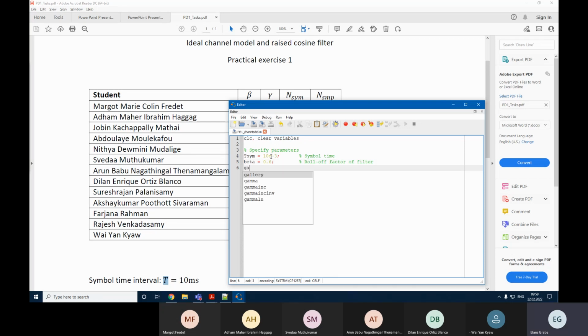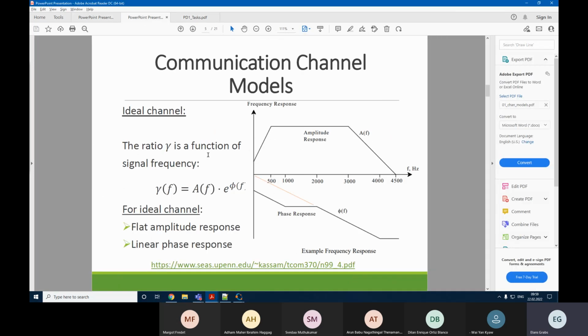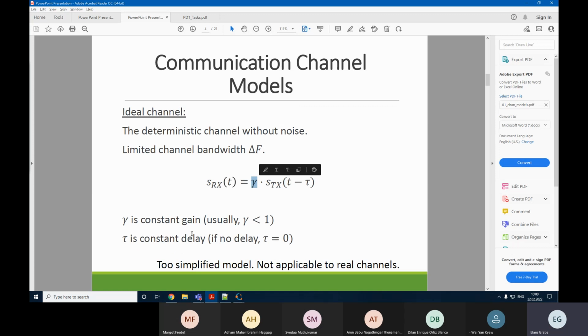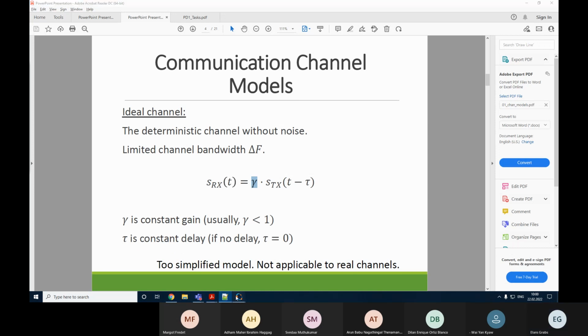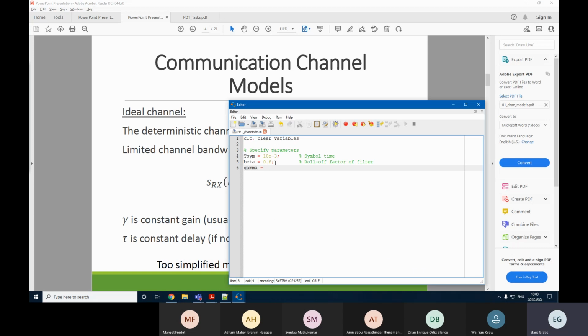Next is the gamma parameter. Gamma comes as this constant attenuation, and accordingly it's less than 1. It will show how your signal is attenuated during the transmission. In my case, I had it equal to 0.5. So this is the path loss of the channel.